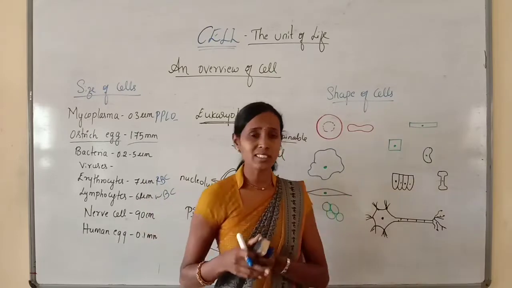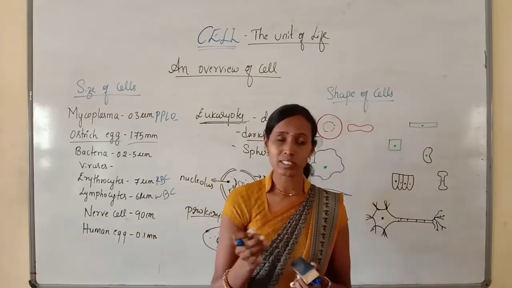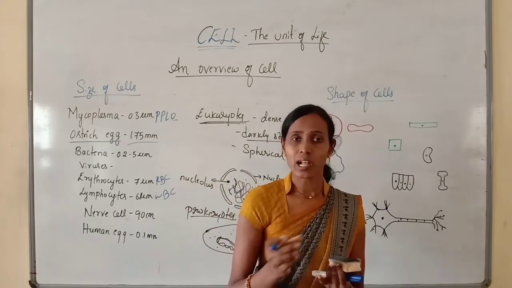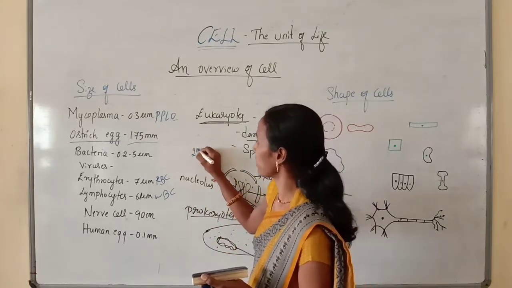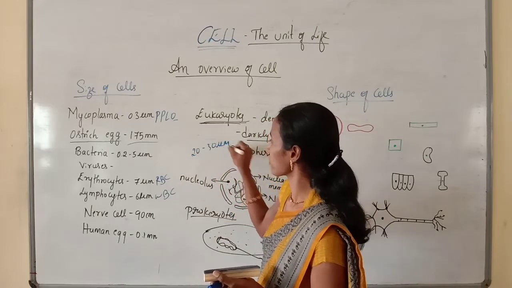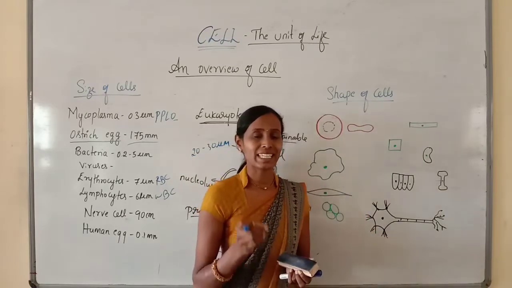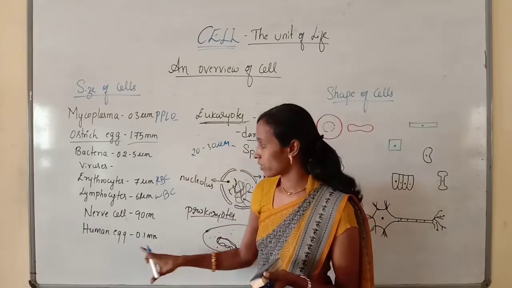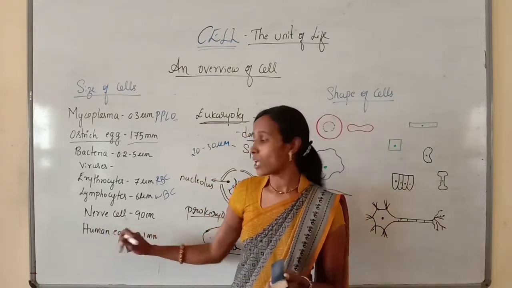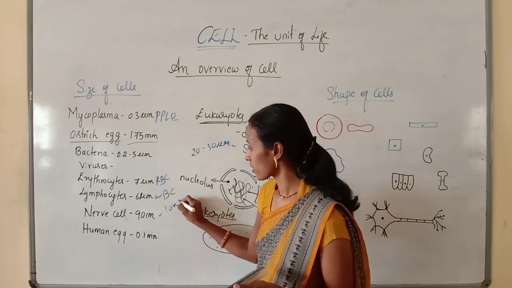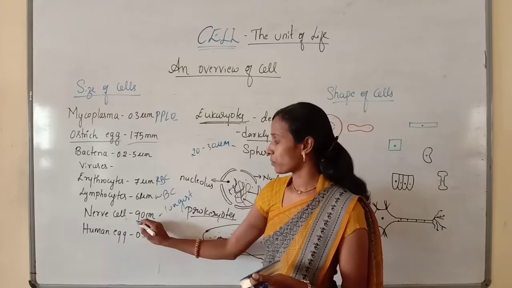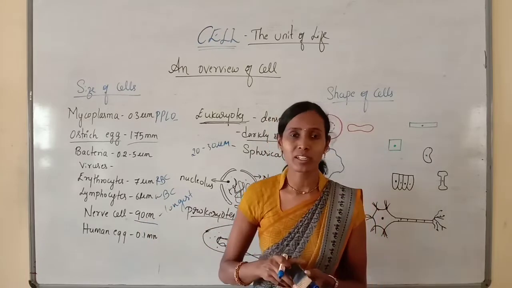Other cells like kidney cells, intestine cells, etc., measure about 20 to 30 micrometers. And the nerve cell is the longest cell, because it measures about 90 centimeters.